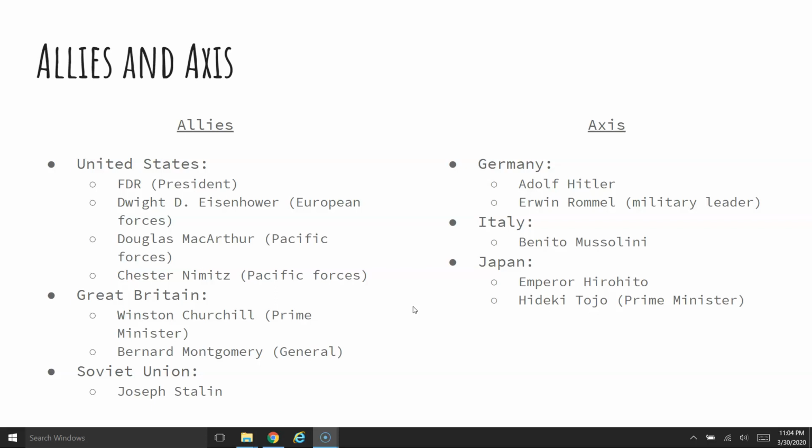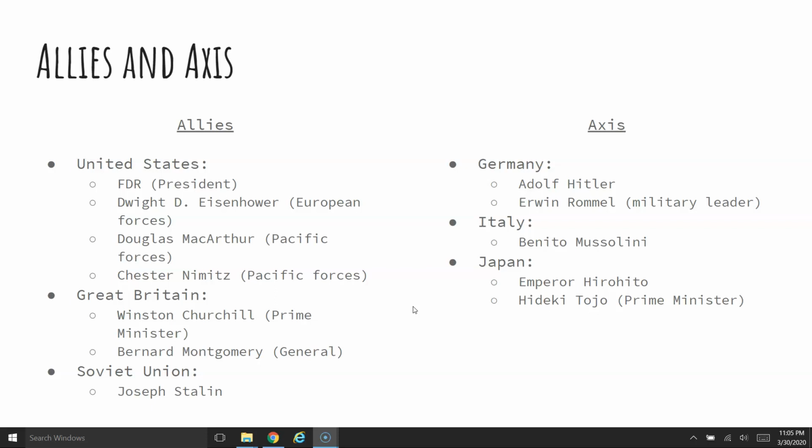As far as the Axis goes, the three main Axis powers are going to be Germany, Italy, and Japan. Germany, of course, is led by Adolf Hitler, and one of his main military leaders is going to be Field Marshal Erwin Rommel. He participated in the German invasion of France, and we will be discussing him a little bit more later. In Italy, really just need to know the leader, Benito Mussolini. And in Japan, the Emperor of Japan is Emperor Hirohito, and the Prime Minister is Hideki Tojo.